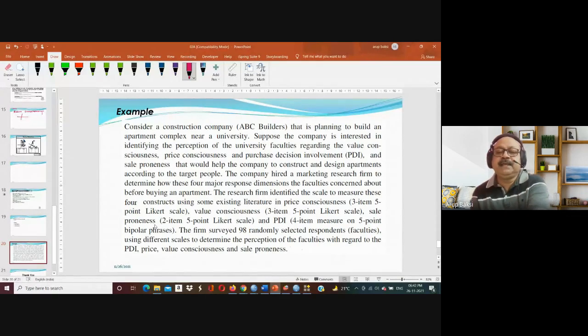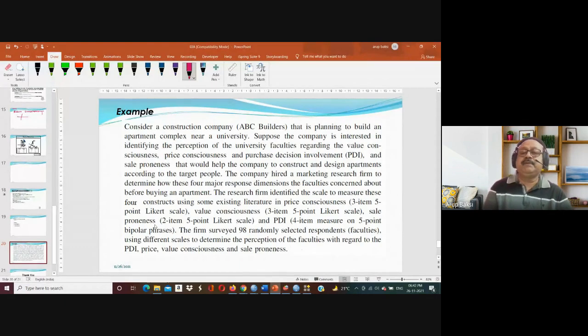In price consciousness, they created a 3-item price consciousness scale. They used a 5-point Likert scale to generate responses. Value consciousness, again, 3-item. Sale proneness, 2-item, and PDI, 4-item. So how many variables are there? 3 plus 3, 6 plus 2 is 8 plus 4 is 12. So there are 12 variables to start with.